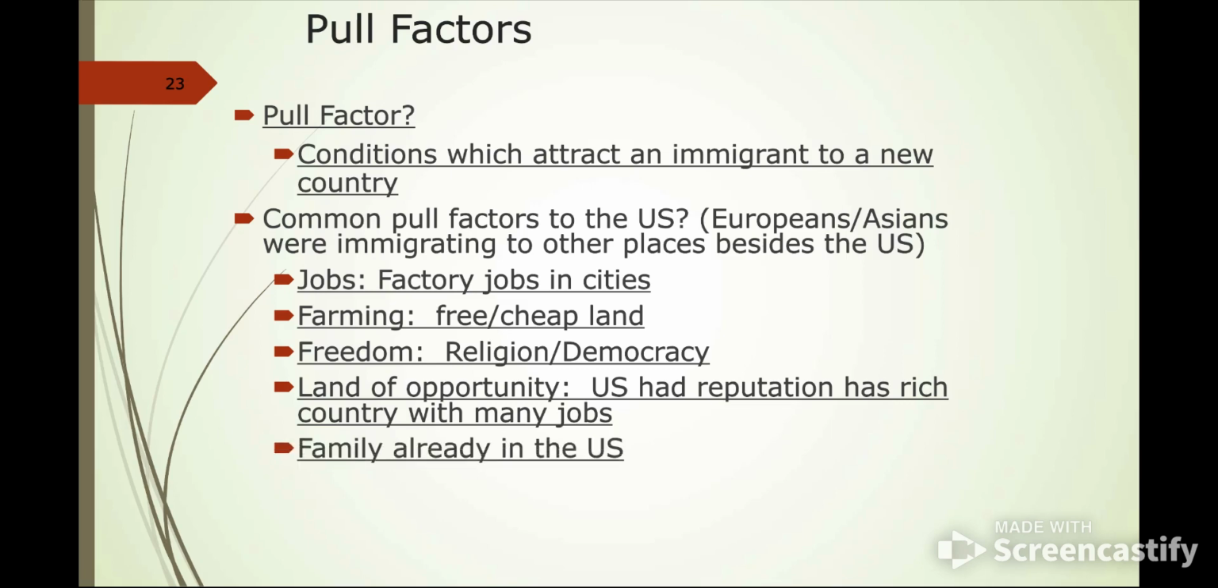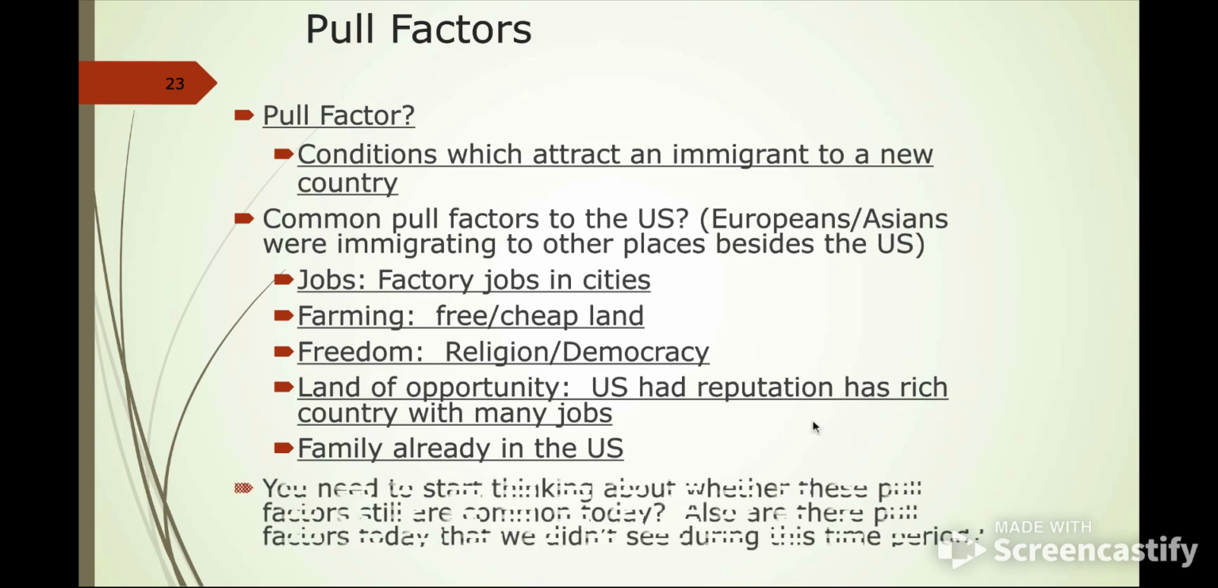Okay, final one is family already in the United States. We looked at a picture earlier that was just women and children, and I introduced the idea that a lot of times the dad or an older brother would come over first, they'd find a place to live, they'd find a job, and they would send for the rest of the family. Or sometimes it was maybe a cousin came over from Europe or China or Mexico or whatever, and they write back home and they're like, this place is great, I have my own place, I have a job, I'm not starving to death. And that might encourage other family members, extended family members, to come over.